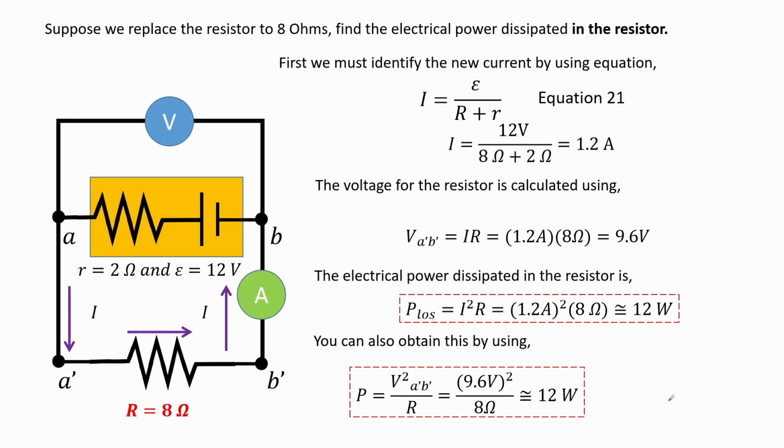Suppose we replace the resistor to 8 ohms, find the electrical power dissipated in the resistor. First we must identify the new current by using equation 21, and it is 1.2 amperes. The voltage for the resistor is calculated using Ohm's law and it is 9.6 volts. The electrical power dissipated in the resistor is about 12 watts. You can also solve this using a different equation here and still it is about 12 watts.